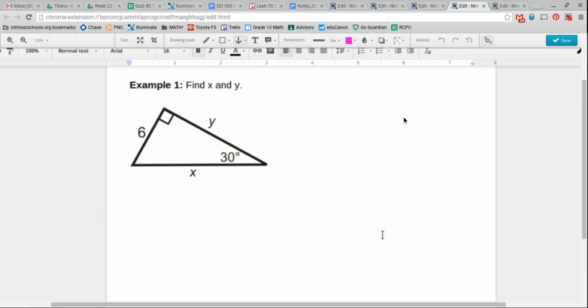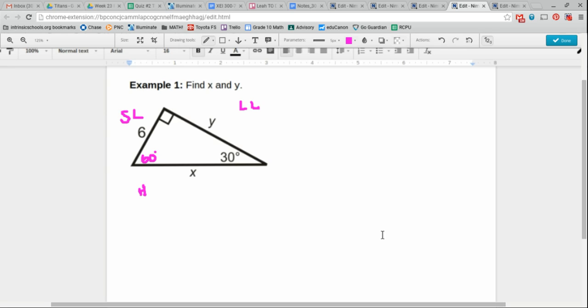Example 1, it says find the value of x and y. So the first thing I want to do in this picture is make sure I know what each side is, which one is the short leg, which one is the long leg, and which one is the hypotenuse. So I see 30 degrees is labeled here. The side opposite that is 6. So the short leg is 6. X will be the hypotenuse, so I'm just going to label H over here. And then Y would be the long leg, because that's going to be opposite the 60-degree angle. We can write that in right here.